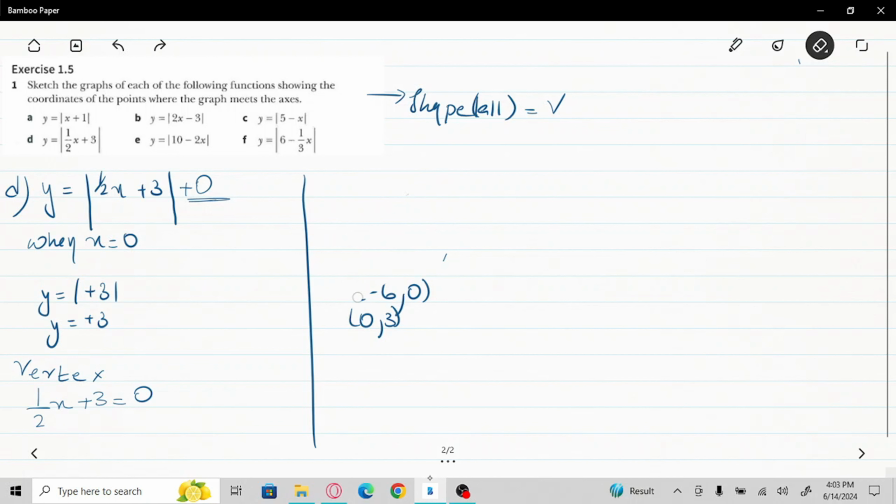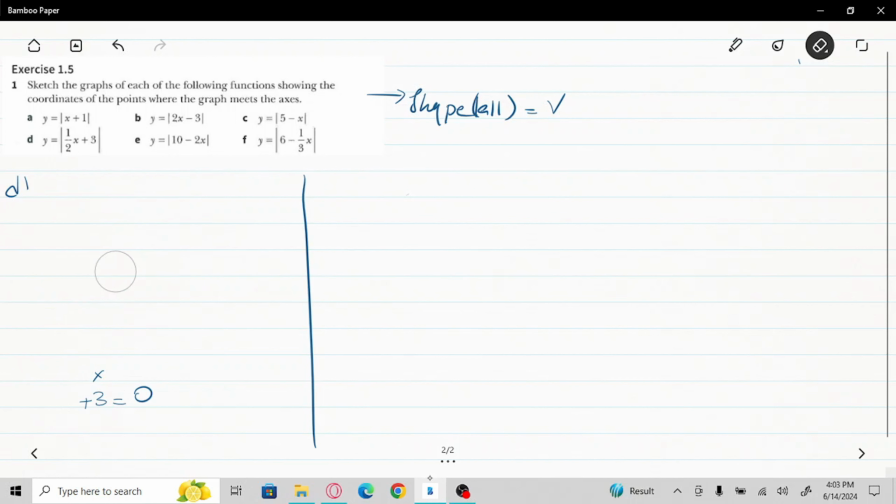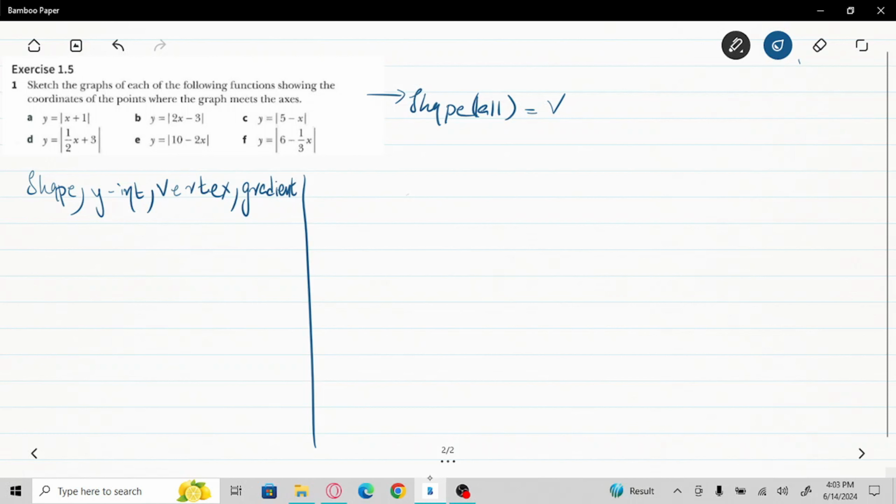The thing is, I did not think we would need the gradient for now, but as we are solving these questions, I think I need to introduce you to another thing that makes life easier in drawing a graph. So we have the shape of the graph, we have the y-intercept, we have the vertex, and another new thing is the gradient of the graph, which allows us to easily make any graph. So what's the gradient and what's its formula?